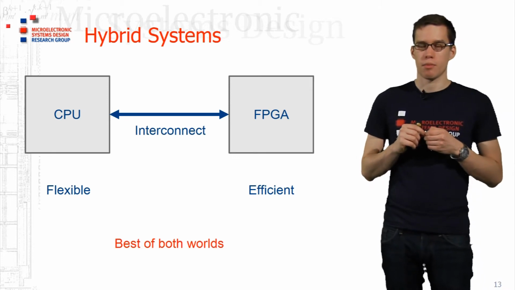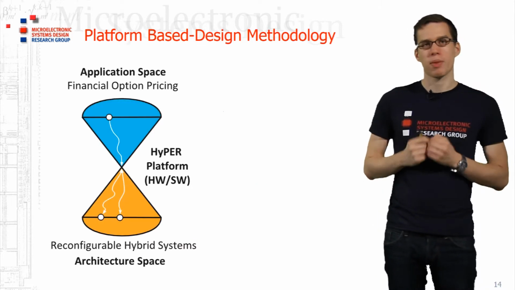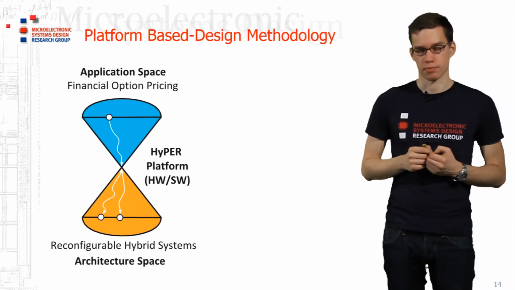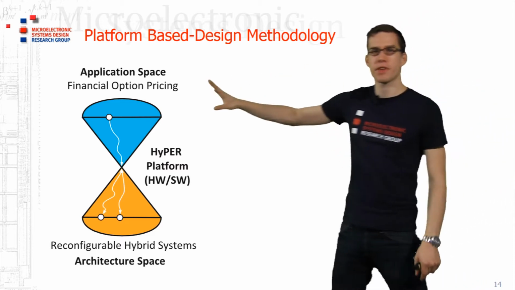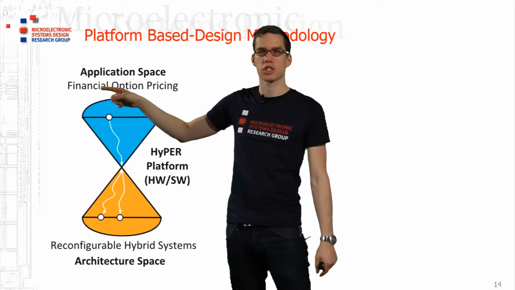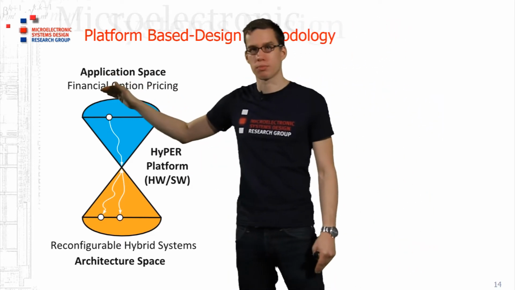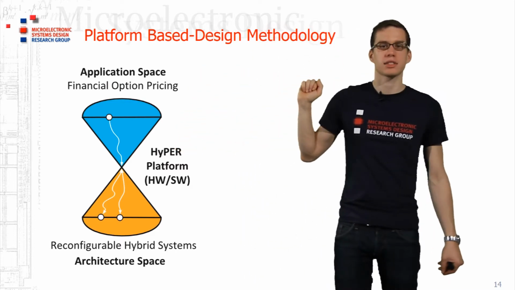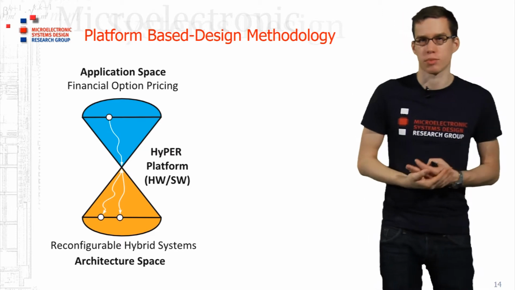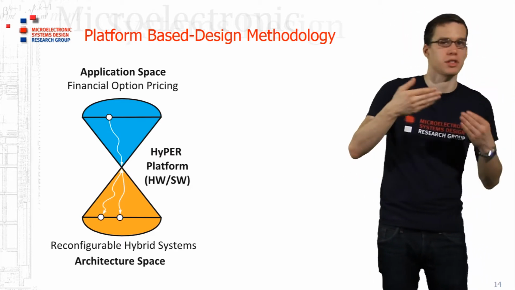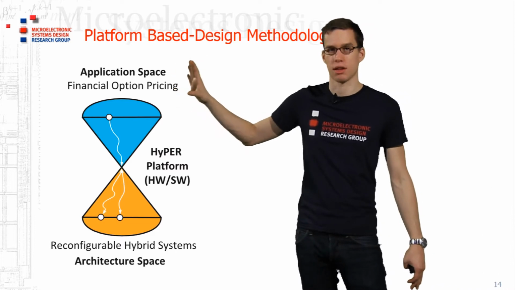To model our architecture, we use a platform-based design methodology. And it works like this. So we have here kind of the application space. In our case, it's financial option pricing. And it covers all the different options we have in our system, like barrier options, lookback options, and so on. That's all part of the application space.